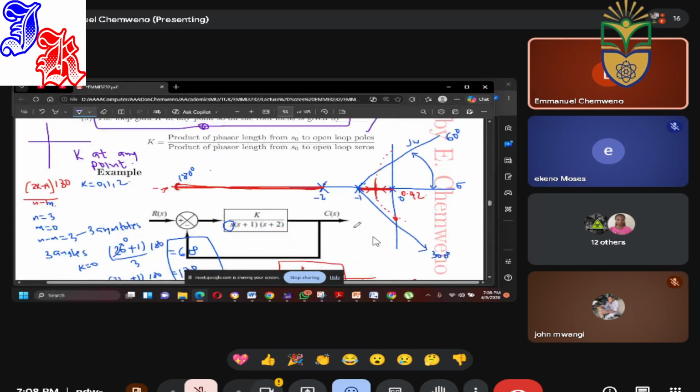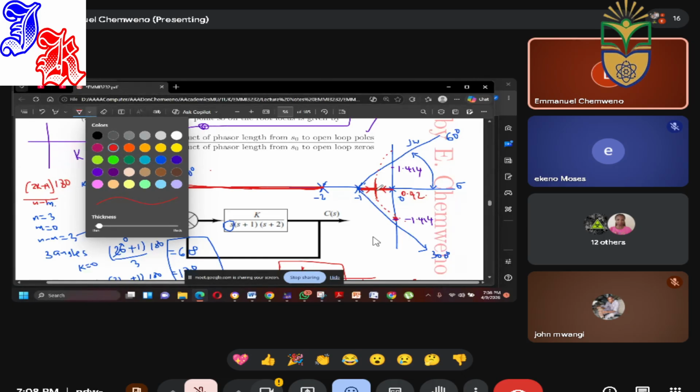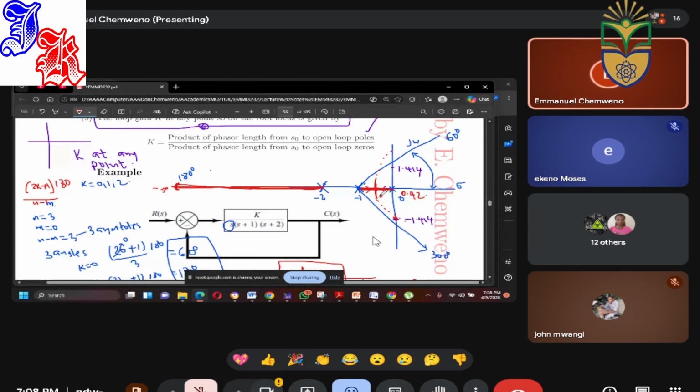So I'll now come here, 1.414. And now I'll draw my locus. This is 0.42. 0.42. Yeah. And then I'll draw that. And then as it goes to infinity, it approaches these asymptotes. And this is our solution for the root locus.